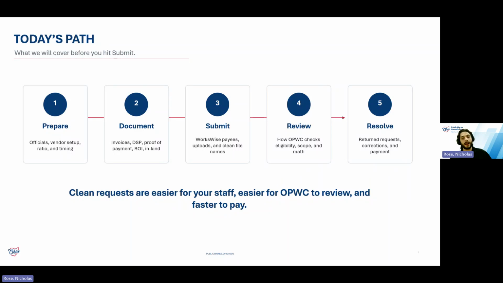After that, we'll talk about how OPWC reviews the request, the math, eligibility, scope, and payment instructions, and finally how to resolve a return request if we need clarification or correction. And then after slide 8, I'll turn it over to Will for a live WorksWise walkthrough. So let's start with a basic question. What is a disbursement request?